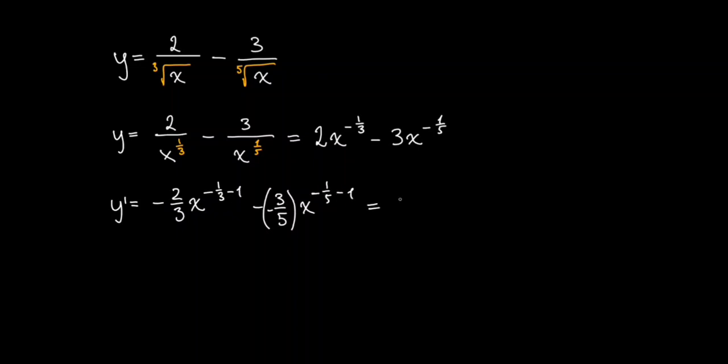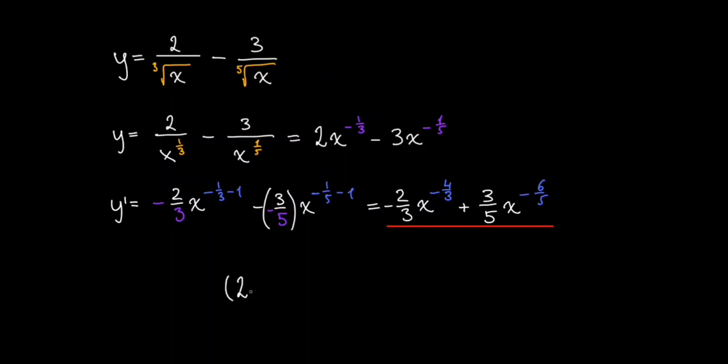To simplify all of this, we would get negative 2 over 3 x to the power of negative 4 over 3 plus 3 over 5 x to the power of negative 6 over 5. And this here would be our derivative. Here you can see that we have to rewrite the roots into exponents. It is also why I said it was crucial in the introductory video that you know how to rewrite rational exponents.